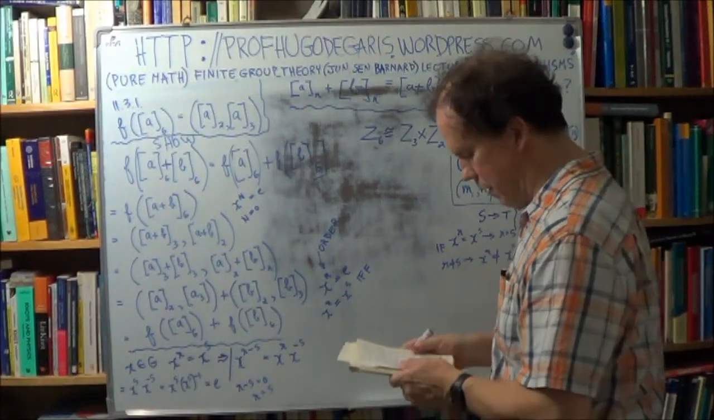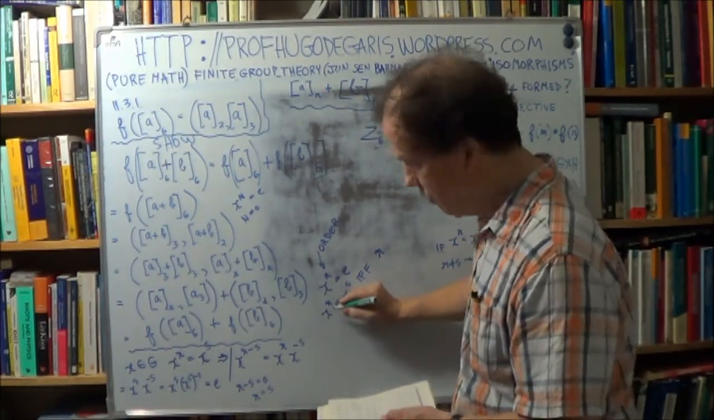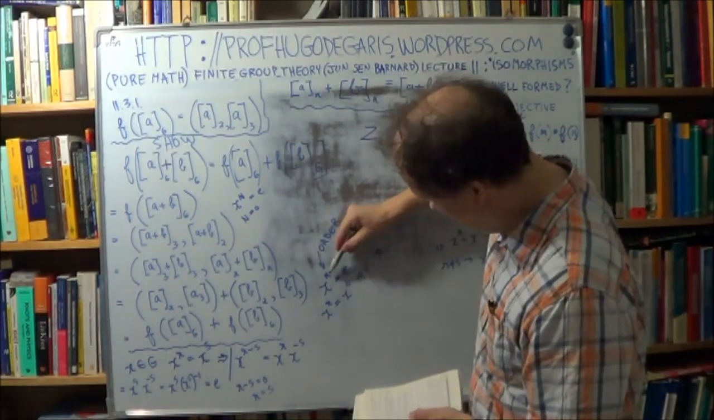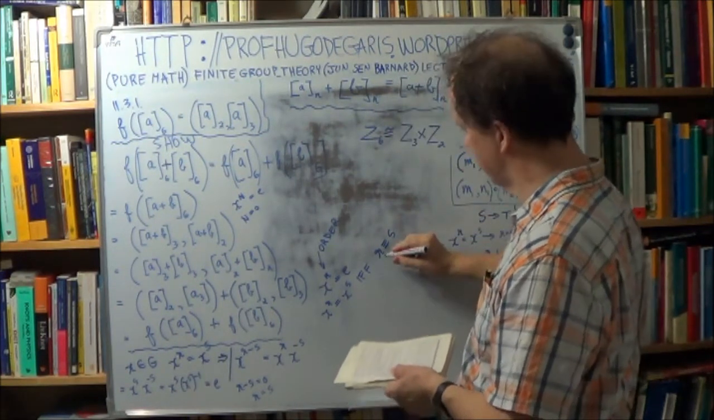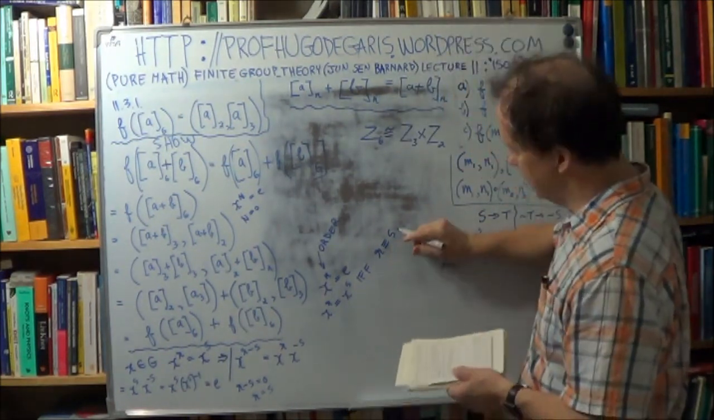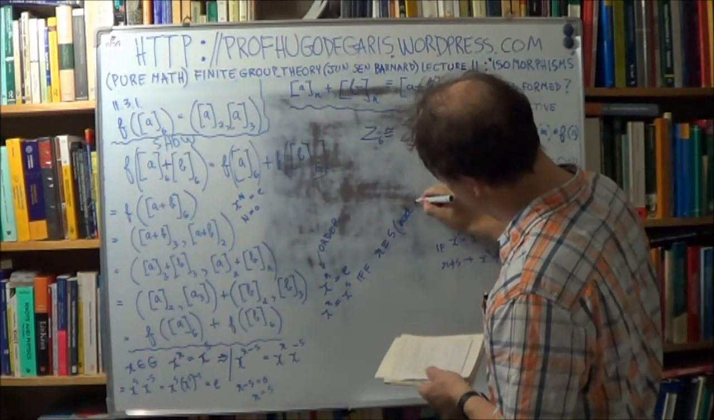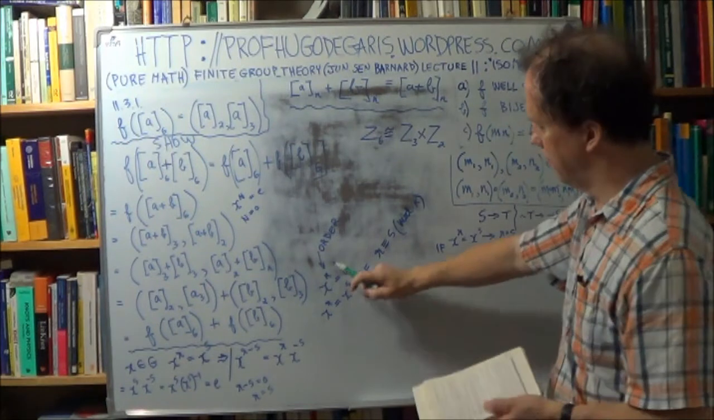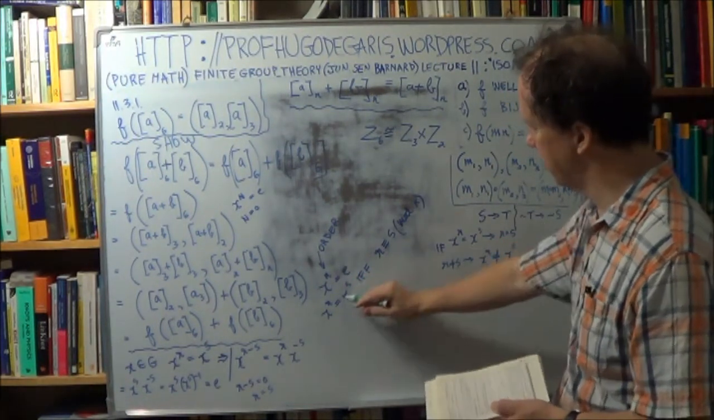If r and s are congruent mod n, if and only if x to the r is congruent to x to the s, mod little n. In other words, the order of this element. Okay, that's what we have to prove.